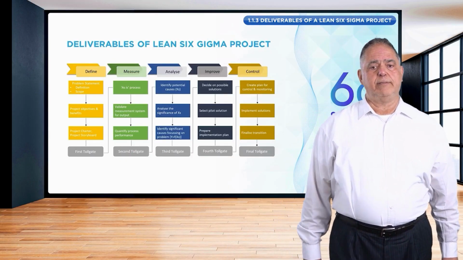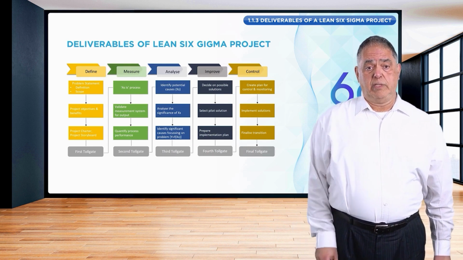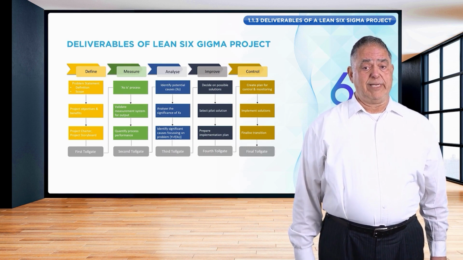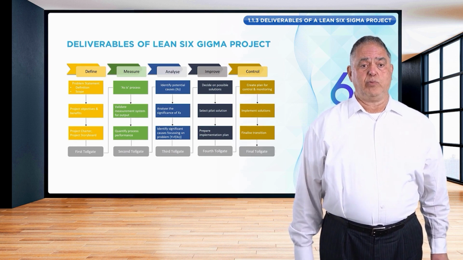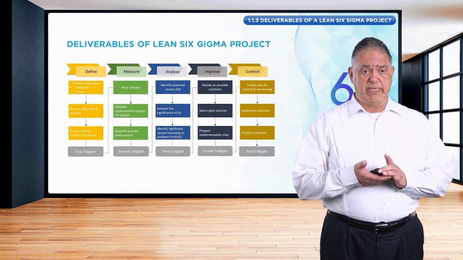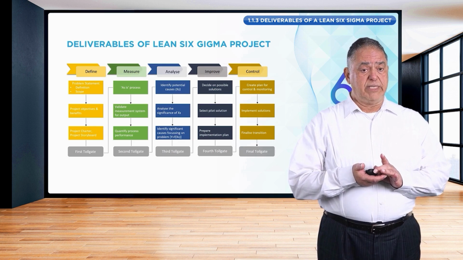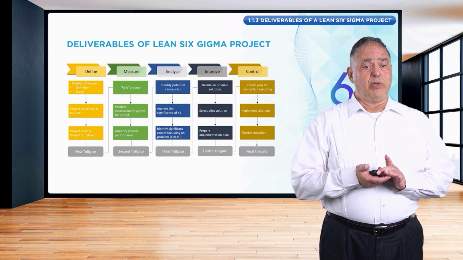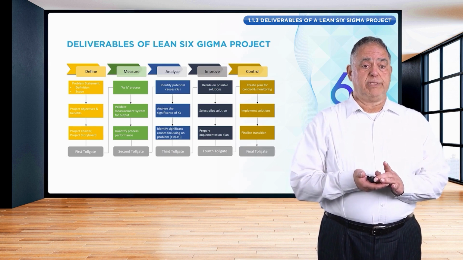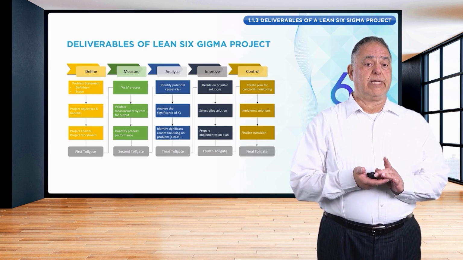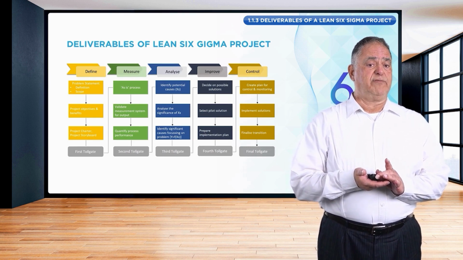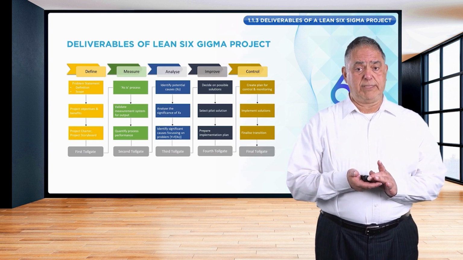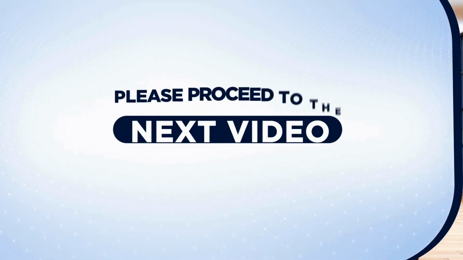This is a more enhanced view about deliverables of a Lean Six Sigma project. As you can see at the top, we have the 5 stages of DMAIC, and under each of the stages, we see what are the outputs and outcomes of each particular stage. This is for define, measure, analyze, improve, and control.